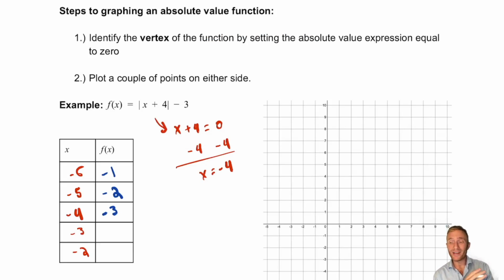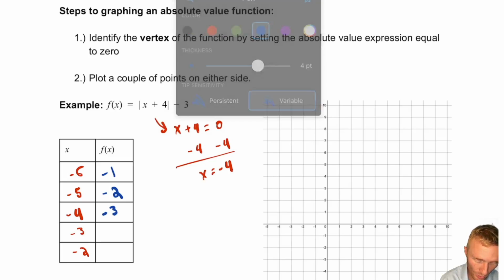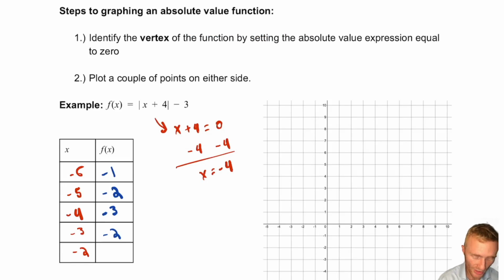When we start going the other direction, when you plug in negative 3, plus 4 is positive 1. Minus 3 is negative 2. So we get this symmetry on either side. Plug in negative 2, plus 4 is positive 2. Minus 3 is negative 1. So we get this symmetry on either side.